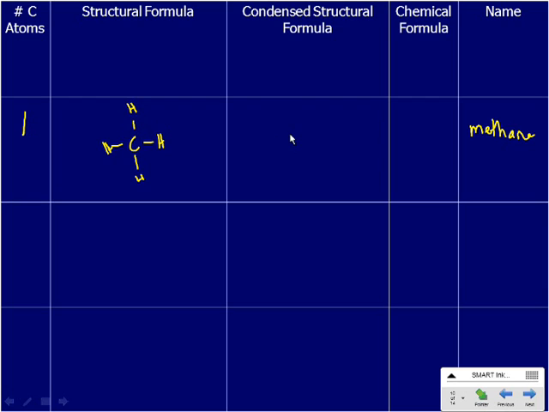Condensed structural formula. If I collapse all these down, the structure isn't much. CH4, because I've collapsed the H's onto the C. Chemical formula, CH4. Not exciting whatsoever. Methane is the lightest of all hydrocarbons. It's what we use when we use natural gas, all right? It's what comes out of the taps when we run our Bunsen burners. If you've got natural gas going into your house and you cook with natural gas, you're using methane.